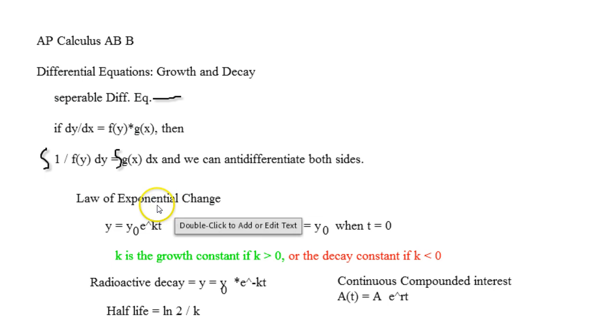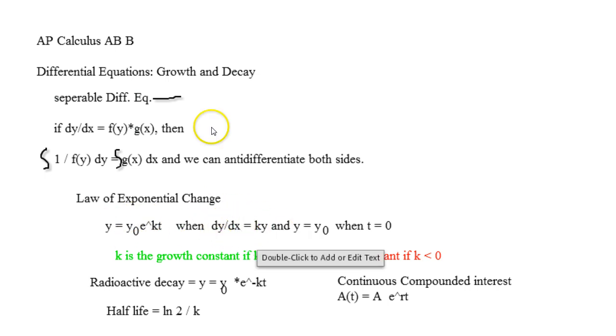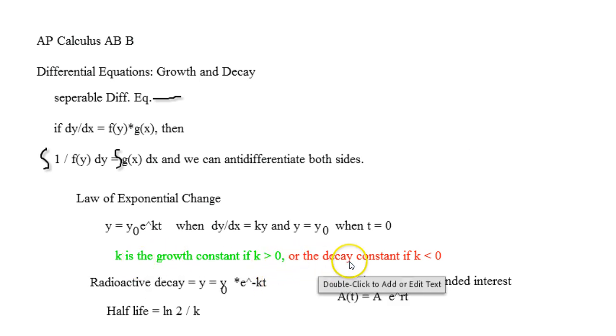Okay, now the law of exponential change. You can actually explain how this equation is arrived at by using this formula and doing separable differential equations. If you do the separable differential equations on this, you should be able to get it down to this formula, which is the exponential rule. Now k is the growth constant if k is greater than 0, or the decay constant if k is less than 0. Something important to understand too is that y becomes y sub 0 when t equals 0.